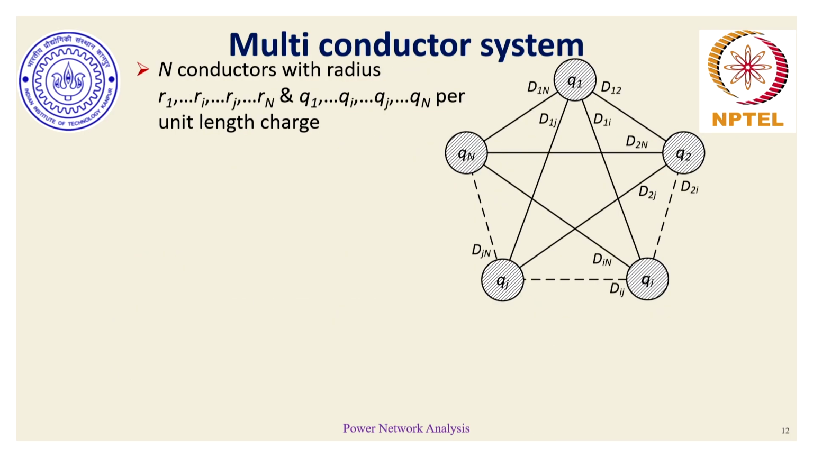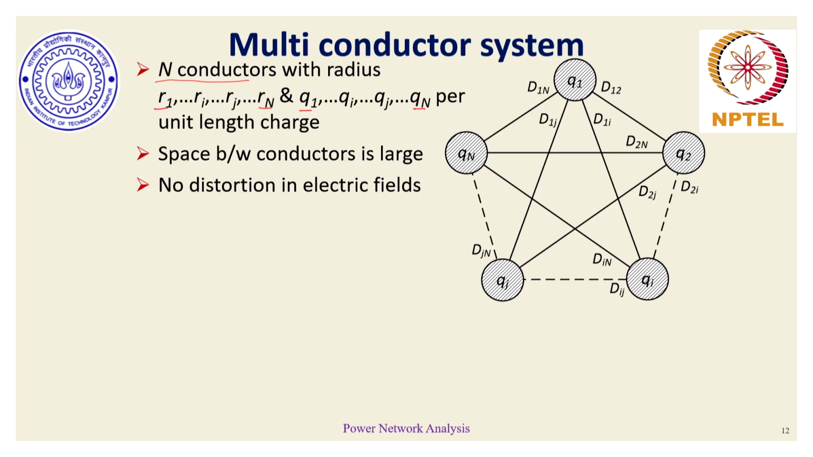Coming to a much more complicated system, which is the multi-conductor system, where we have n conductors carrying different charges. These charges could be different from Q1 to Qn. Their radii are also different, from R1 to Rn. And these conductors are at large spacings. The space between them is particularly large, so there is no distortion of charge on the surface of individual conductors. There is no distortion in terms of electric fields. And the distances are marked as D12, D2n, D2j, etc.